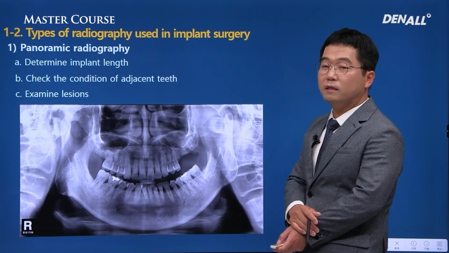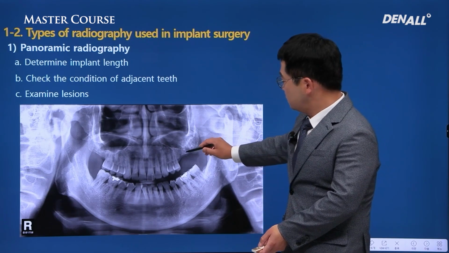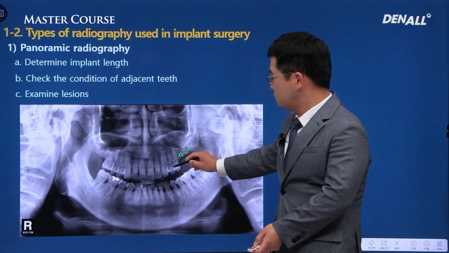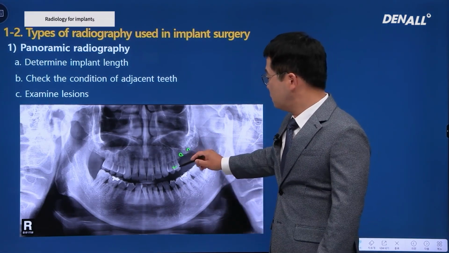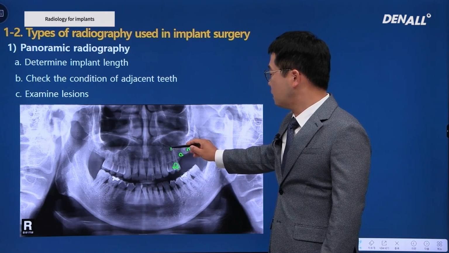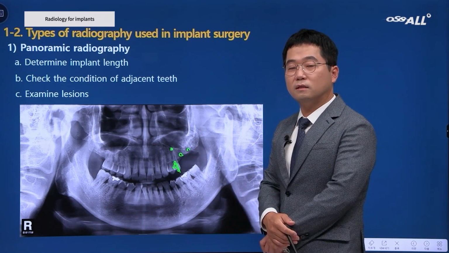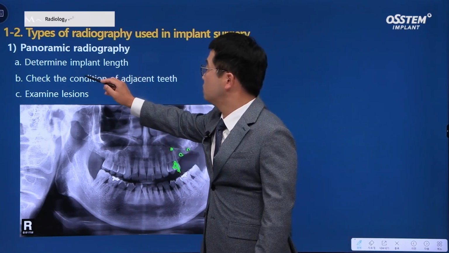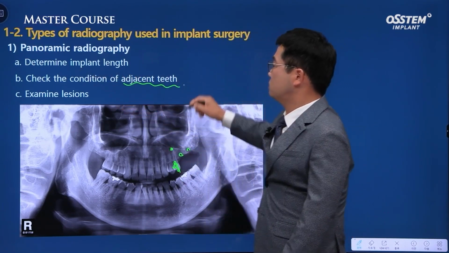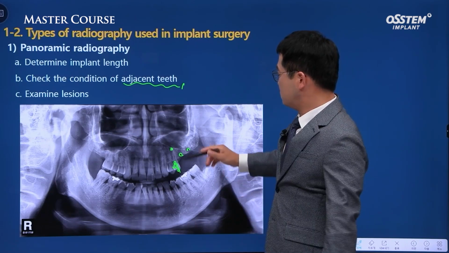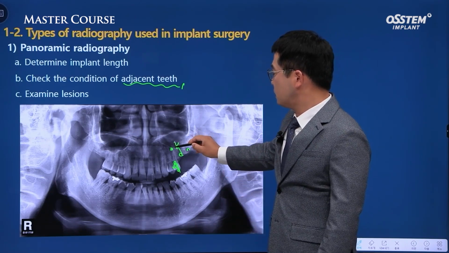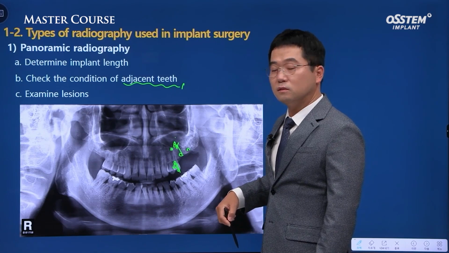If I am to place an implant here, we need to determine how the adjacent teeth are going to be affected, if there is any mobility or lesion, whether it should be extracted as well. As such, the condition of the adjacent teeth needs to be checked. In the area where the implant needs to be placed, we need to check whether there's any lesion.